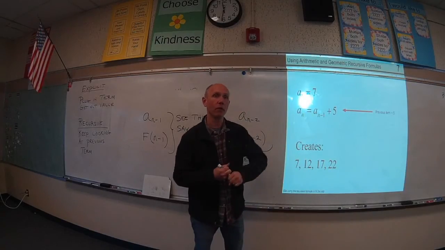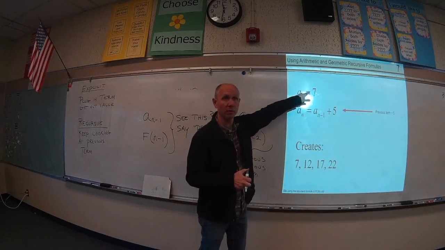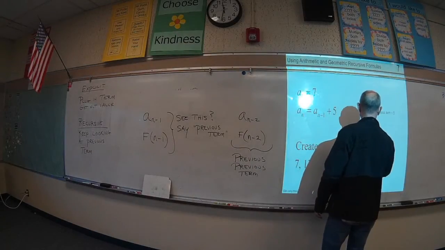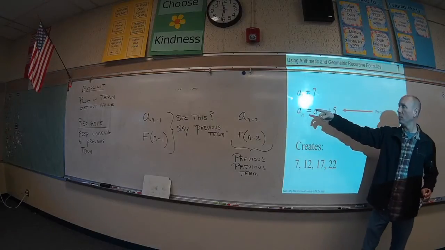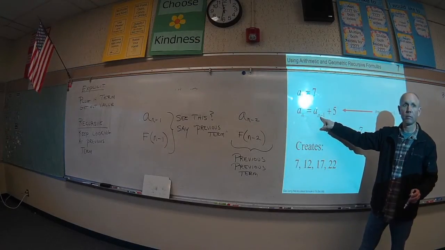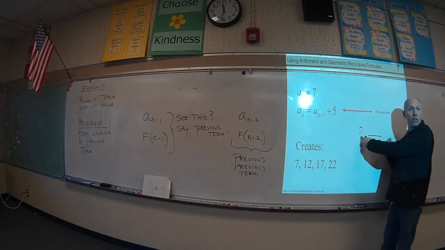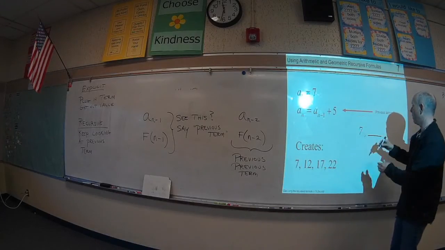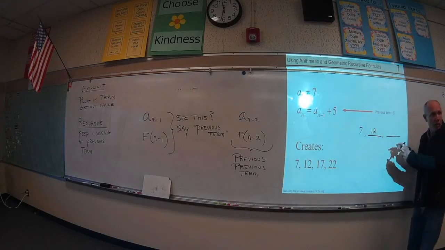What's the value of the first term? 7. I said the value of the first term is 7. I gave that to you. Now, I'm right here at the second term. This tells me what to do. What is this saying right here? It's saying, hey, look back at the previous term. I look back and I see 7. And this tells me to do what to it? Plus 5. Now I'm right here.